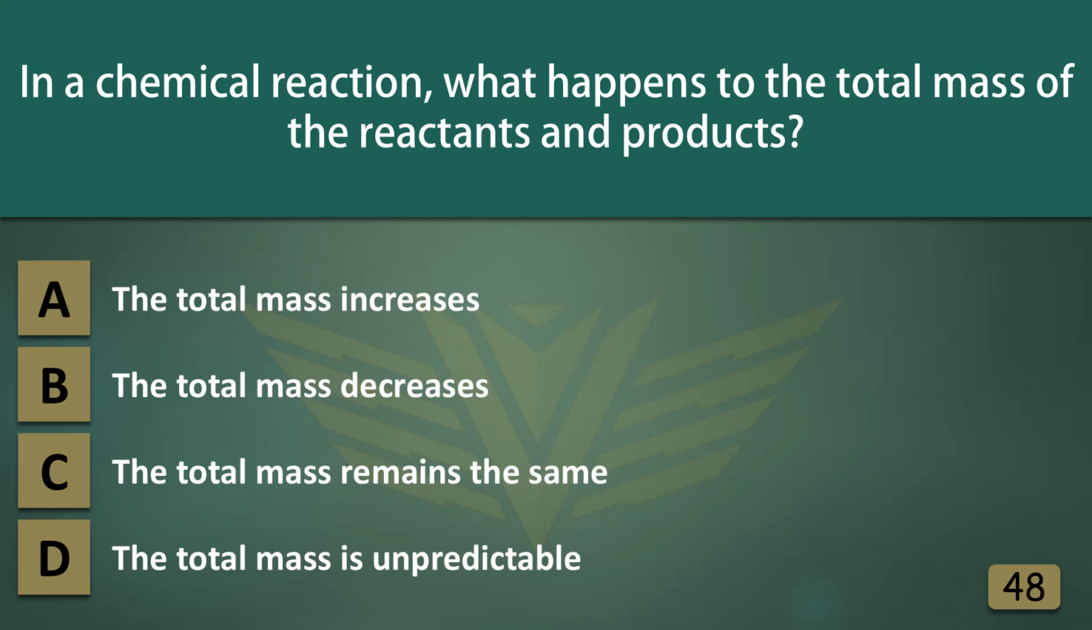A. The total mass increases. B. The total mass decreases. C. The total mass remains the same. D. The total mass is unpredictable. The correct answer is C. The total mass remains the same. In a chemical reaction, the total mass of the reactants and products remains the same, as matter is neither created nor destroyed according to the law of conservation of mass.